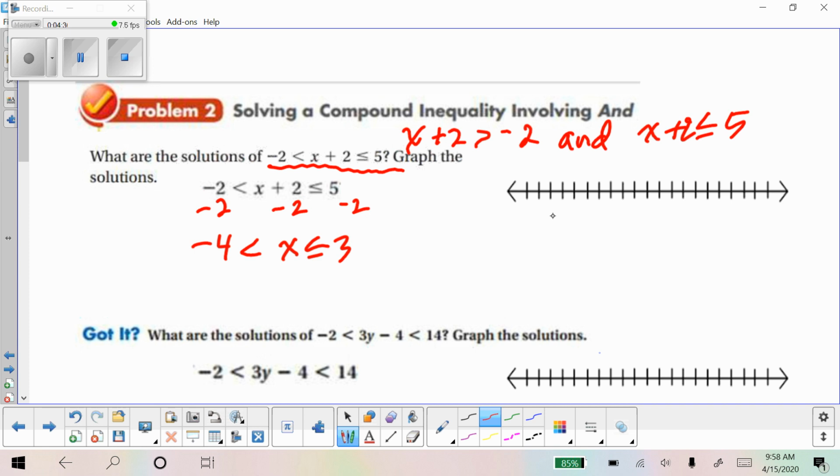And so somewhere out here, I'm going to have a -4. And I'm going to put an open circle there. And this would be 0. This would be 4.